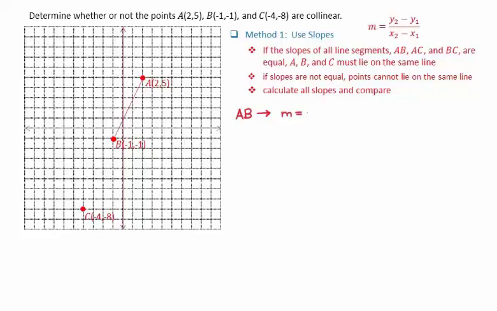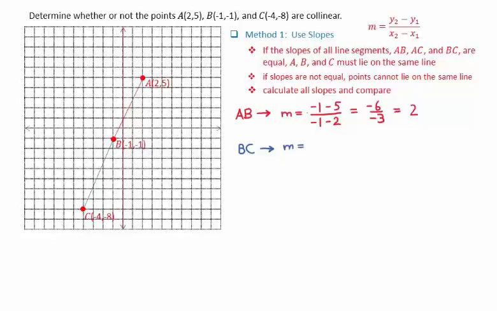Figuring out the slope of line segment AB, y2 minus y1 is -1 minus 5, divided by x2 minus x1, -1 minus 2. This results in -6 over -3, which is equal to 2 for the slope of line segment AB. Moving on to line segment BC.